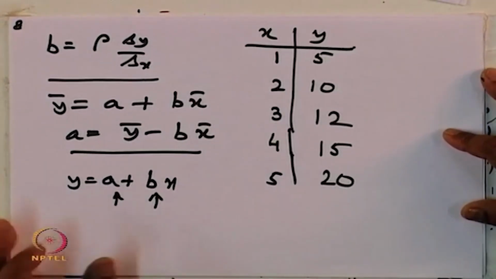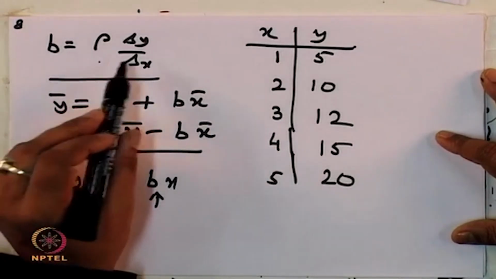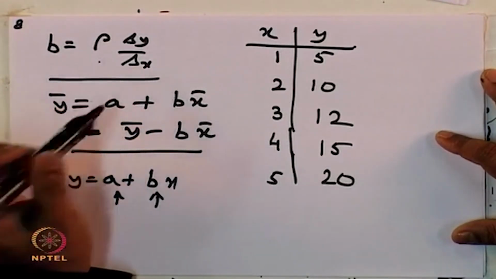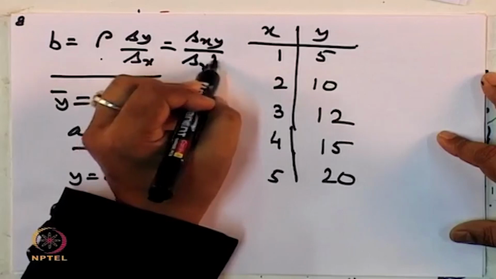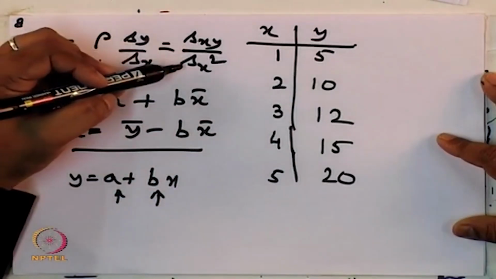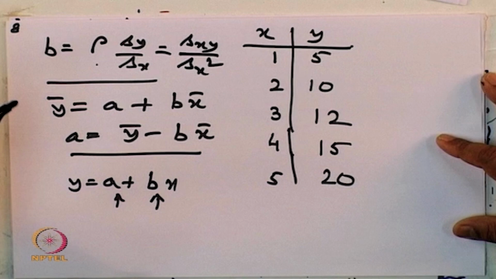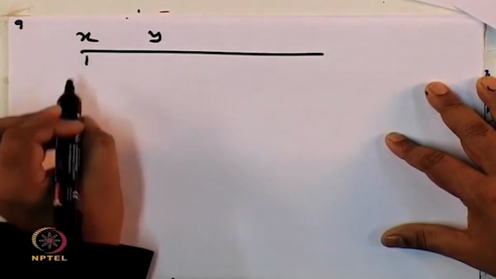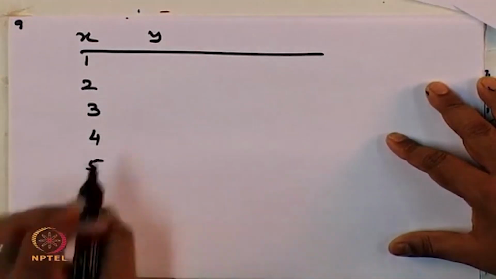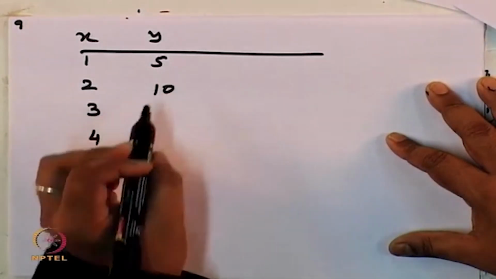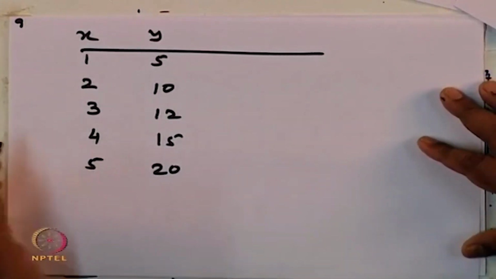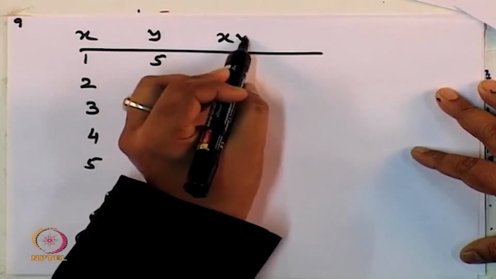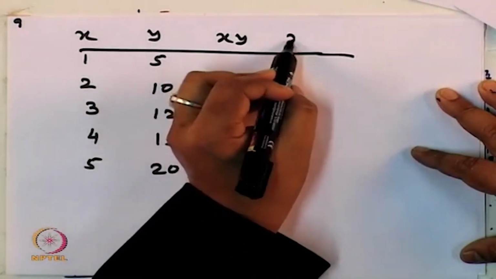So, what do I need to do? As per this equation, b is rho times s y by s x, or I can also write it as s x y by s x square. So, I need to find s x y and s x square respectively. I will write down these values again. I have x: 1, 2, 3, 4, 5, and y: 5, 10, 12, 15, 20. For calculating s x y, I need x y, and I also need x square.